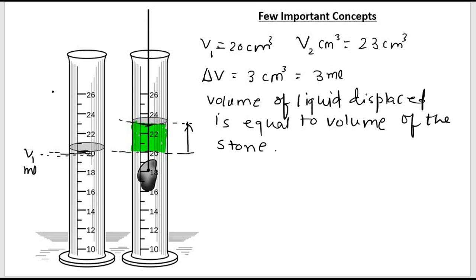Correct? So this is a very basic thing that we have been learning, but this concept is to be remembered over here. What happens is, if I immerse half of the stone, then also the water level will go up. Then the difference in the water level, this is V2, would be equal to half the volume of the stone, correct? Okay, so let's move on.